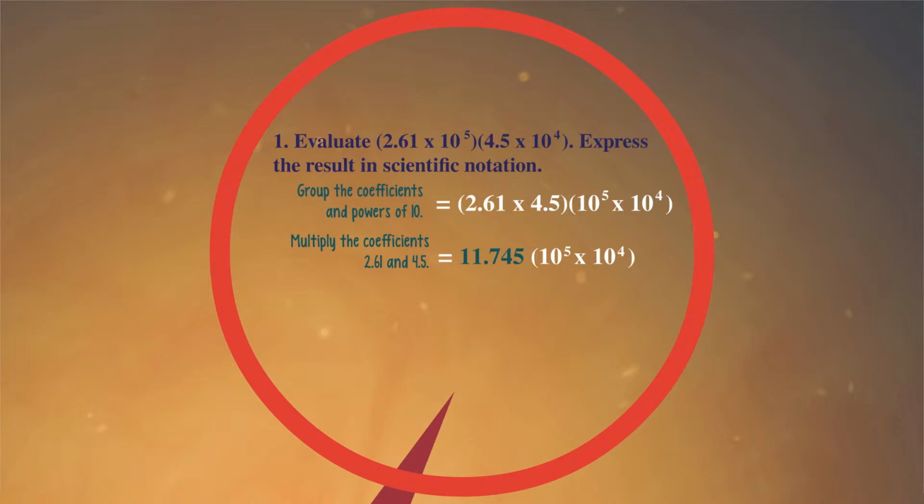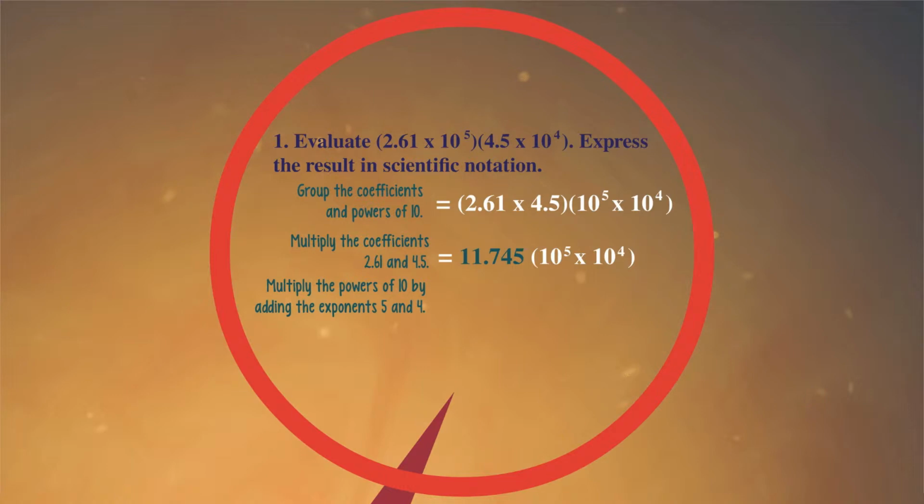Now that we grouped accordingly, it's time to multiply the coefficients 2.61 and 4.5. 2.61 times 4.5 is 11.745, so we now have 11.745 times the product of 10 raised to the 5th power and 10 raised to the 4th power. Let's now work on simplifying the grouped powers of 10. We will multiply the powers of 10.